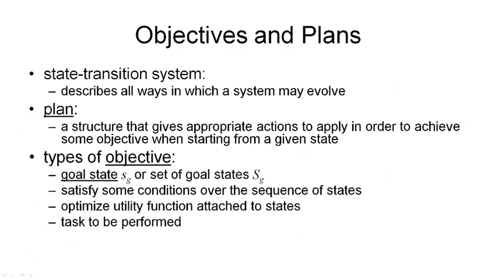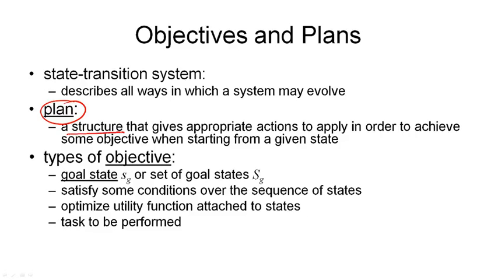A state transition system is useful because it describes all the possible ways in which our system may evolve as a result of applying actions or events happening. But what we want to do is solve planning problems, and the solution to a planning problem is a plan. And by a plan, we mean a structure that gives appropriate actions that we can apply in the initial state of our problem, such that it gets us to a different state in which our objective that we're trying to achieve as part of the planning problem will be achieved.